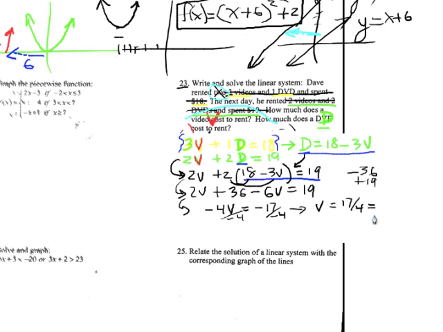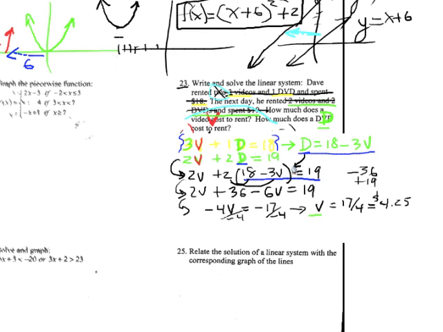So it's $4.25. But this is the price. I'm just going to leave it as 17 quarters because it makes it a little bit easier. Well, no, we'll leave it like that. So now, see, we've solved for V.